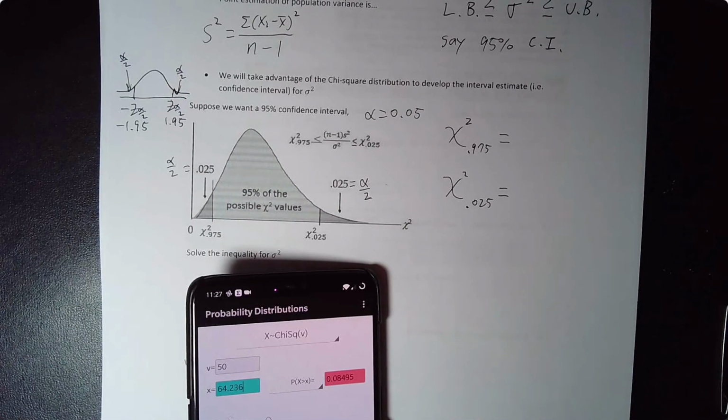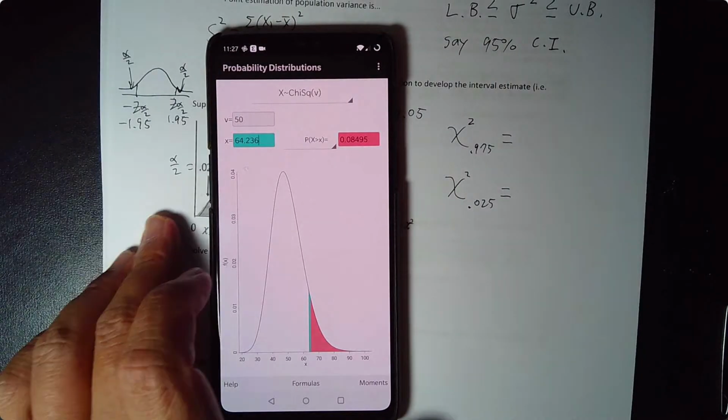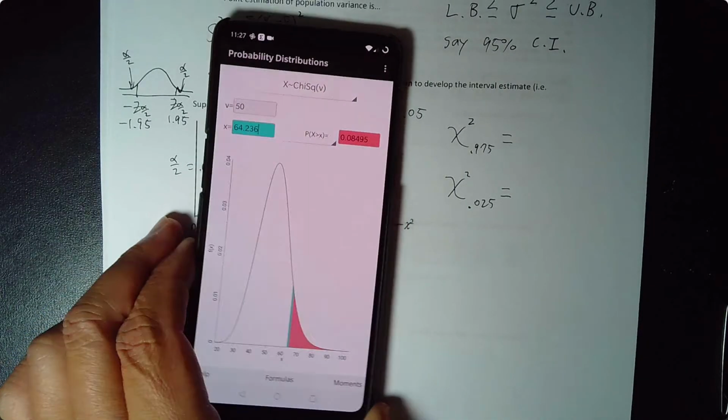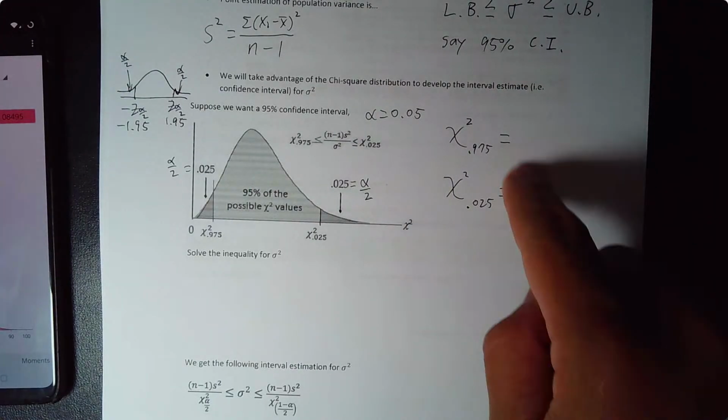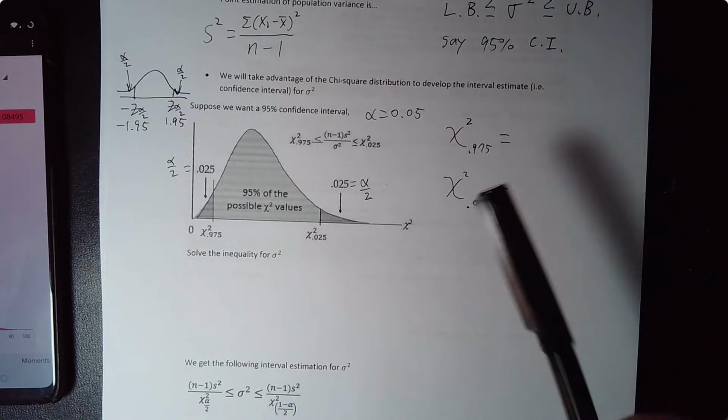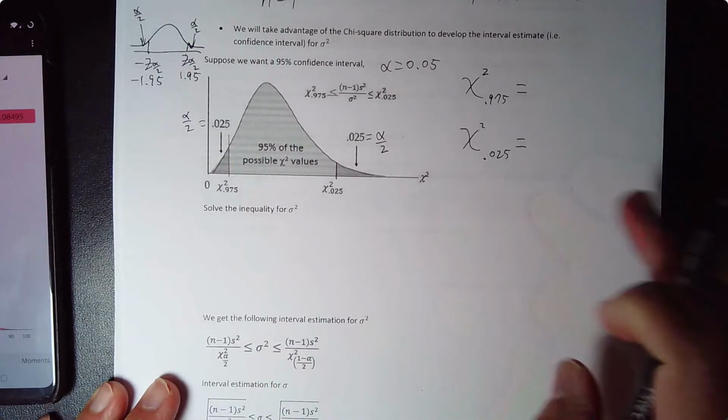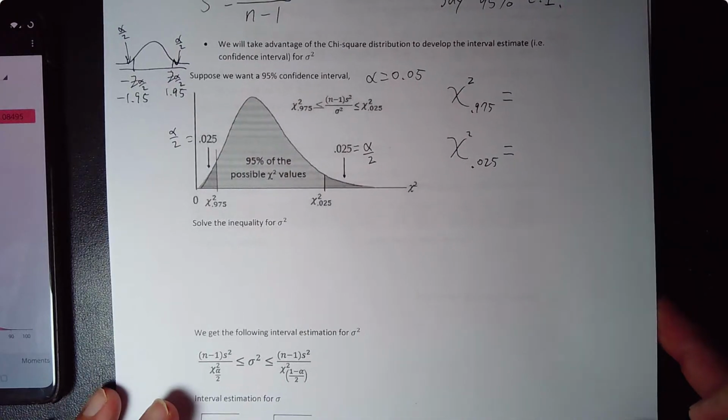Now, I need a degree of freedom. Actually, you know what? Hold that thought. Let's hold these for now. What I want to do is solve for the inequality first.